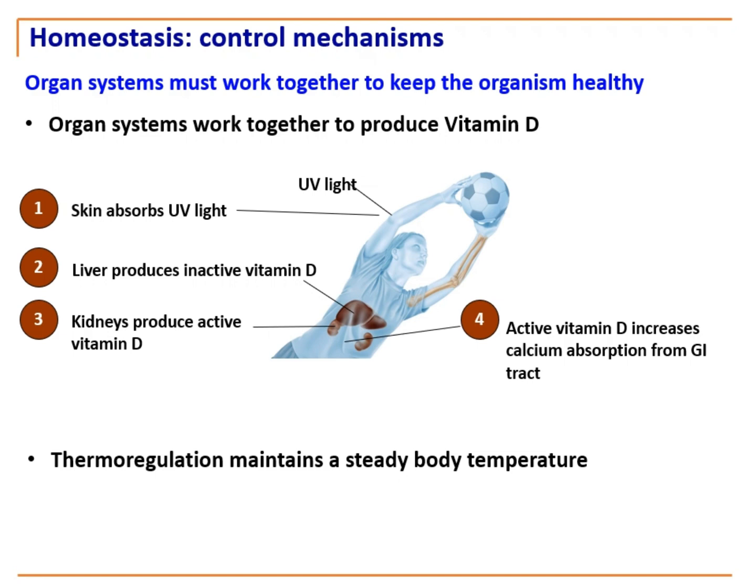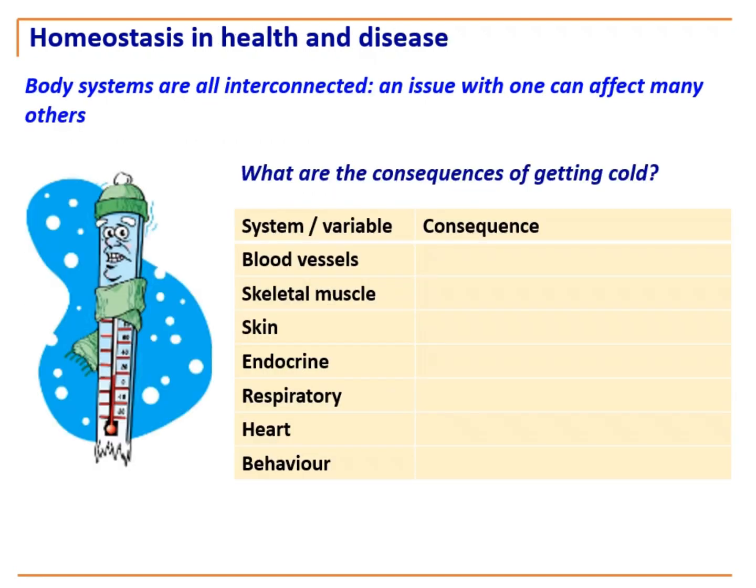And it's the same thing if you're thinking about thermoregulation, trying to maintain a steady body temperature. And so what I want you to think about now, again, just a little bit of thought process, is what are some of the consequences if you get cold? So when you're thinking about these, I want you to have a look down this system part of the table. So thinking, what happens to your peripheral blood vessels, what happens to your skeletal muscle, your skin, what hormones are released and what are they doing, what happens to your respiratory system, heart, and also thinking about your behavior from a psychological perspective.